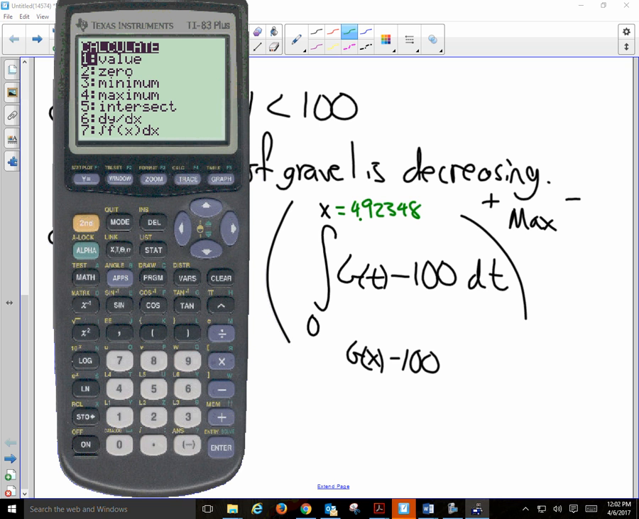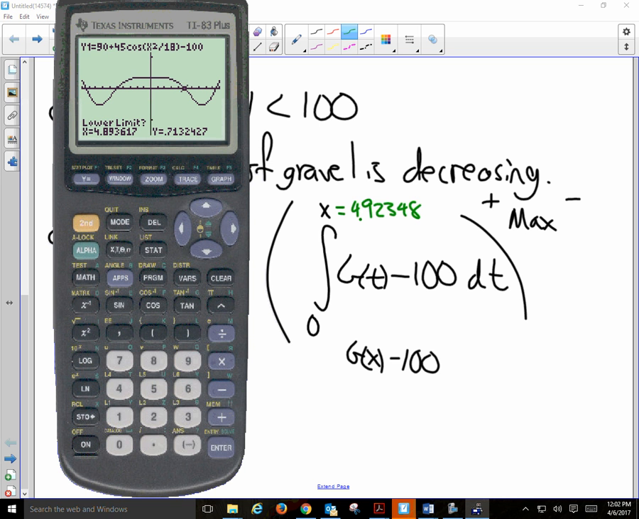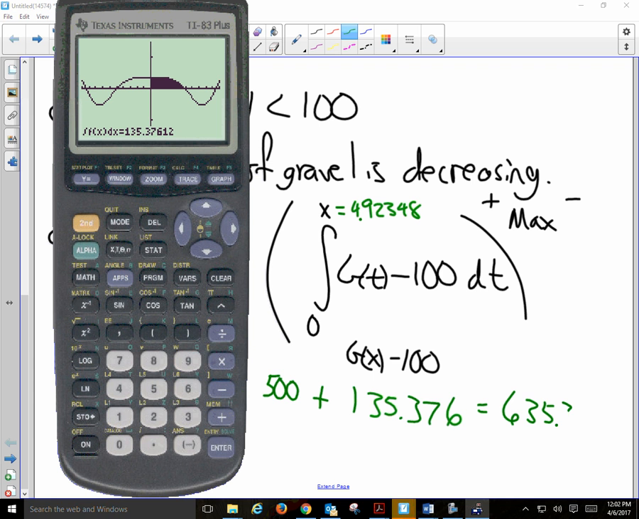I'm going to second calculate number 7. And I'm going to integrate from 0 to 4.92348. And so this is 135.376. But how much did I start with? I started with 500. So 635.376 tons is the most amount of gravel that they have there at any time.